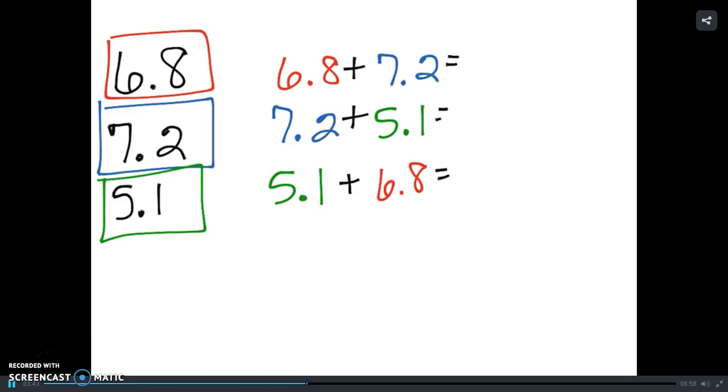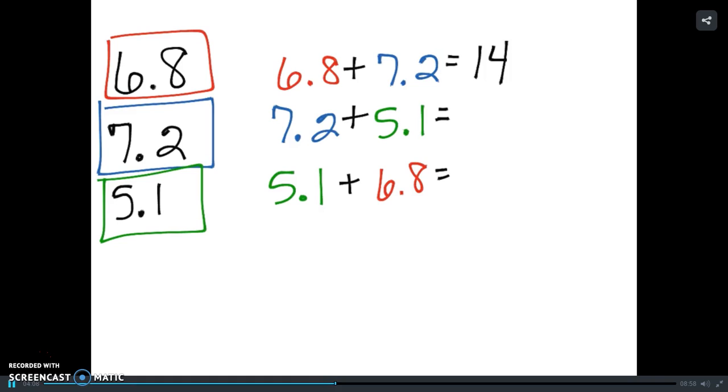I think it's a really good idea to go ahead and set up your three equations before you start the actual addition with all of these. I think it'll help you make sure that you don't make any mistakes, and will just be easier in the long run. Okay, so 6.8 plus 7.2 is 14.